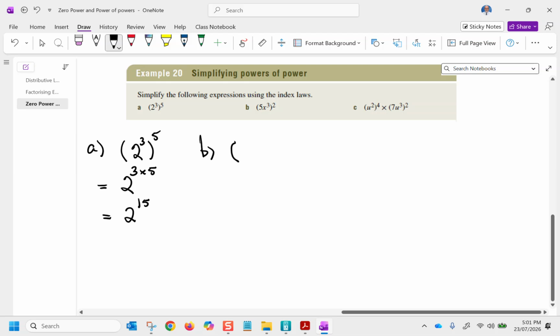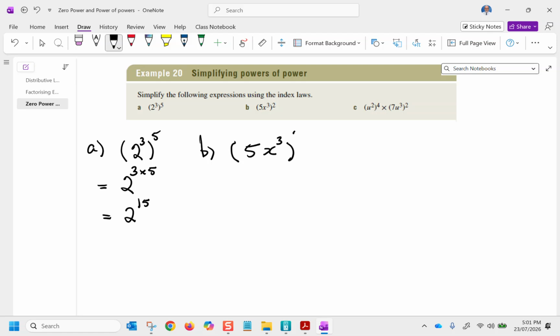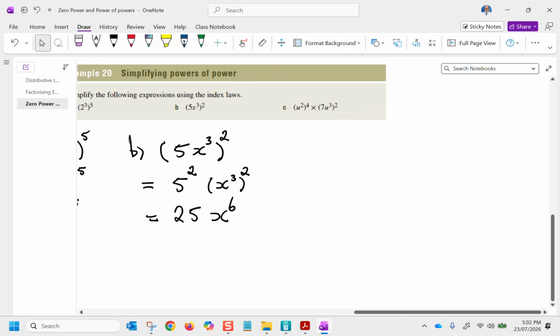Part B, now there's a bit more inside the brackets this time. There's a 5, and there's an x cubed, and then the bracket closes and everything is squared. So this will be the 5 is squared, and then the x cubed is also squared. So the normal 5 squared becomes the number 25. And 3 times 2 in there is going to be x with a power of 6. Multiply the powers. Power of a power, multiply the powers.